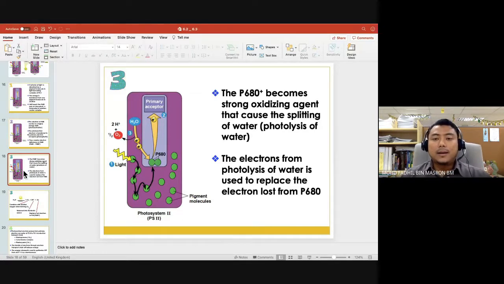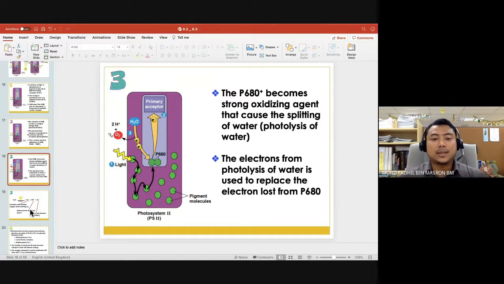Next, the P680 plus nampak. P680 plus becomes strong oxidizing agent that causes the splitting of water, i.e. the photolysis of water. So kita cakap dia oxidizing agent ni sebab dia akan menyebabkan orang lain lose electron. So maknanya dia akan nak ambil lah, nak terimalah elektron tersebut. Okay, the electrons from photolysis of water is used to replace electron loss from P680. Nampak kat sini tak ada plus kan? Maknanya tadi dia ada elektron, yang ini yang tak ada elektron.